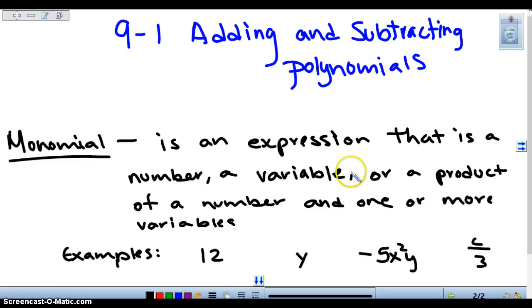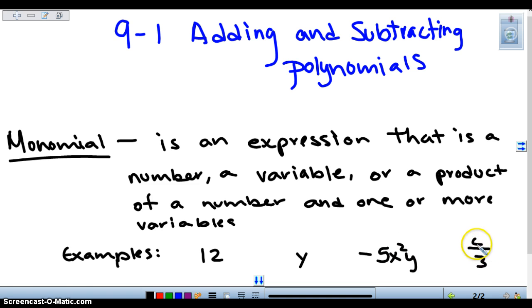Today we're adding and subtracting polynomials. A monomial is an expression that is a number, a variable, or a product of a number and one or more variables. What does product mean? The answer to a multiplication. These are examples of monomials: 12y, negative 5 times x squared y, or c over 3.